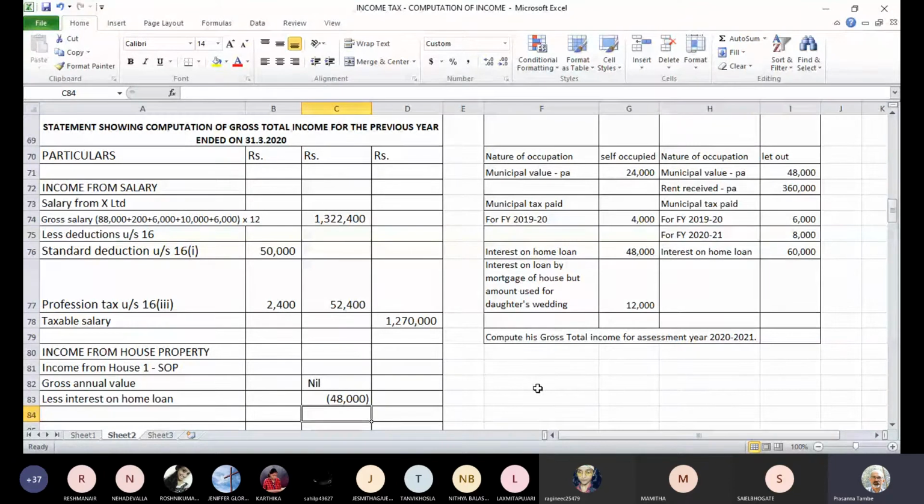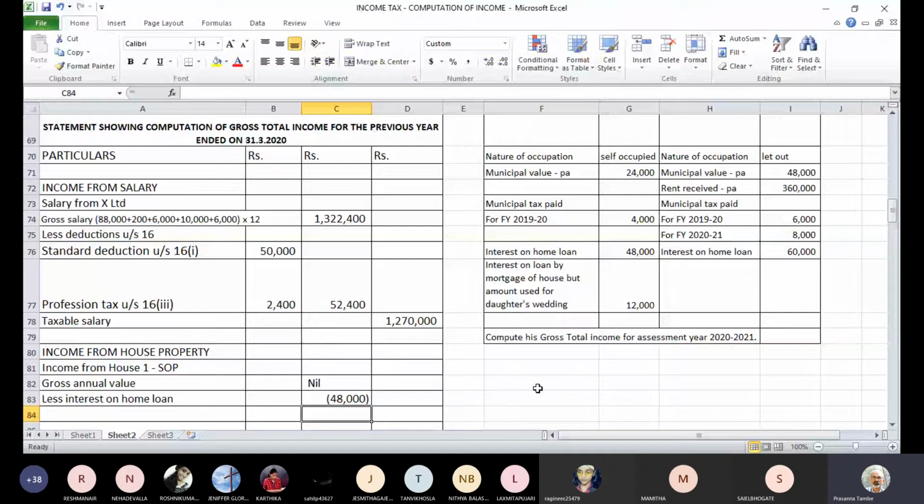The next is interest on loan by mortgage of house, but the amount is used for daughter's wedding. So what he has done is he has mortgaged this house. That means this house is provided as a security to the banker. That is a mortgage. And he has taken the loan from the banker or whichever is the lending institution. But that amount of loan is not utilized for the specified purpose, that is purchase, construction, reconstruction, renovation, etc. of the house property. In fact, the loan has been utilized for a personal purpose like the wedding of his daughter.